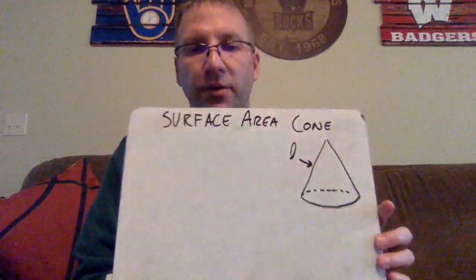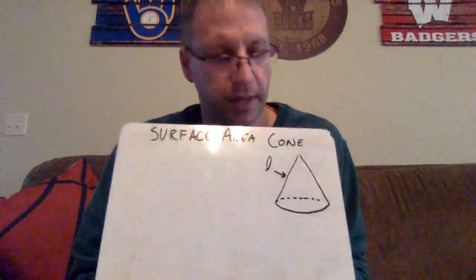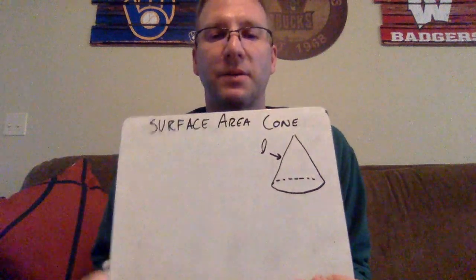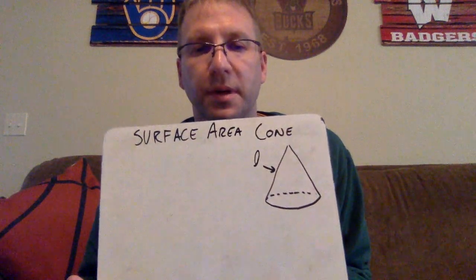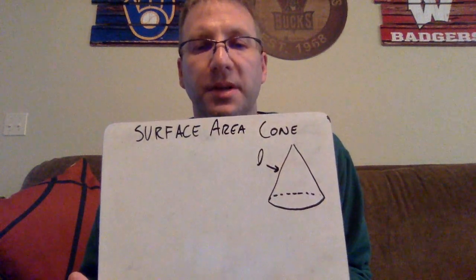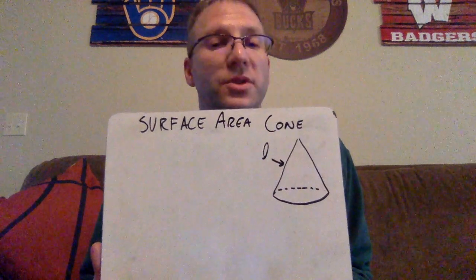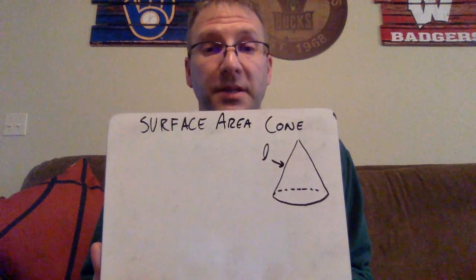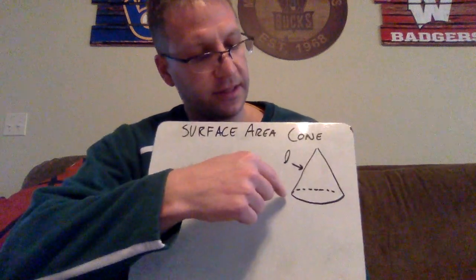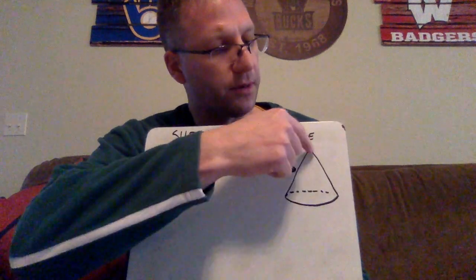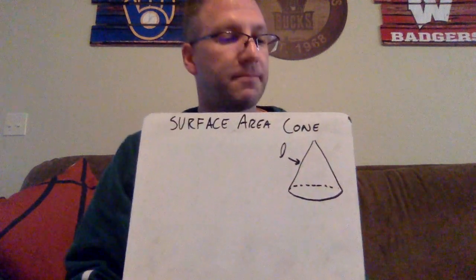Okay, now, surface area of a cone. First thing you have to remember out of a cone is the slant height. That was a term that you were supposed to learn when we first talked about cones. Also, we talked about slant height with pyramids. Same idea. It's the distance from the edge of the cone here to the apex.